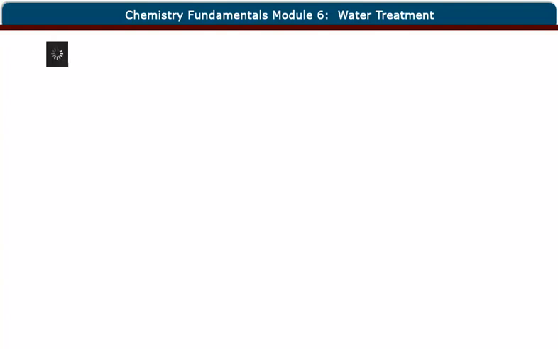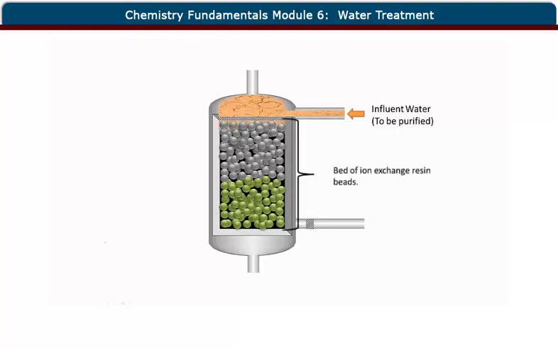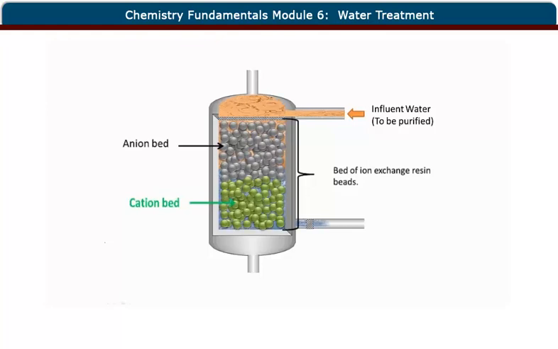First of all, you have a metal tank filled with tiny resin beads, which we'll talk about later. You have an inlet at the top where the water to be purified, called the influent, comes in. The water gravity flows across and mingles with these beads. Now note you have a bed of anion beads and a bed of cation beads. During this process, the ions are exchanged and the water coming out, the effluent, is purified.